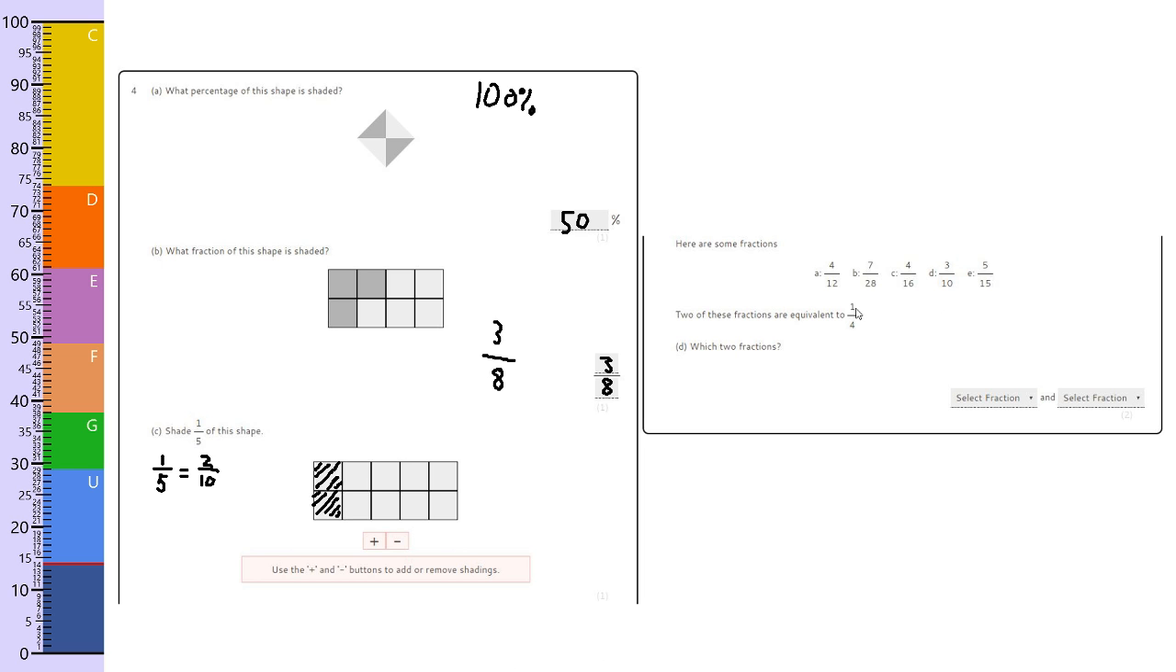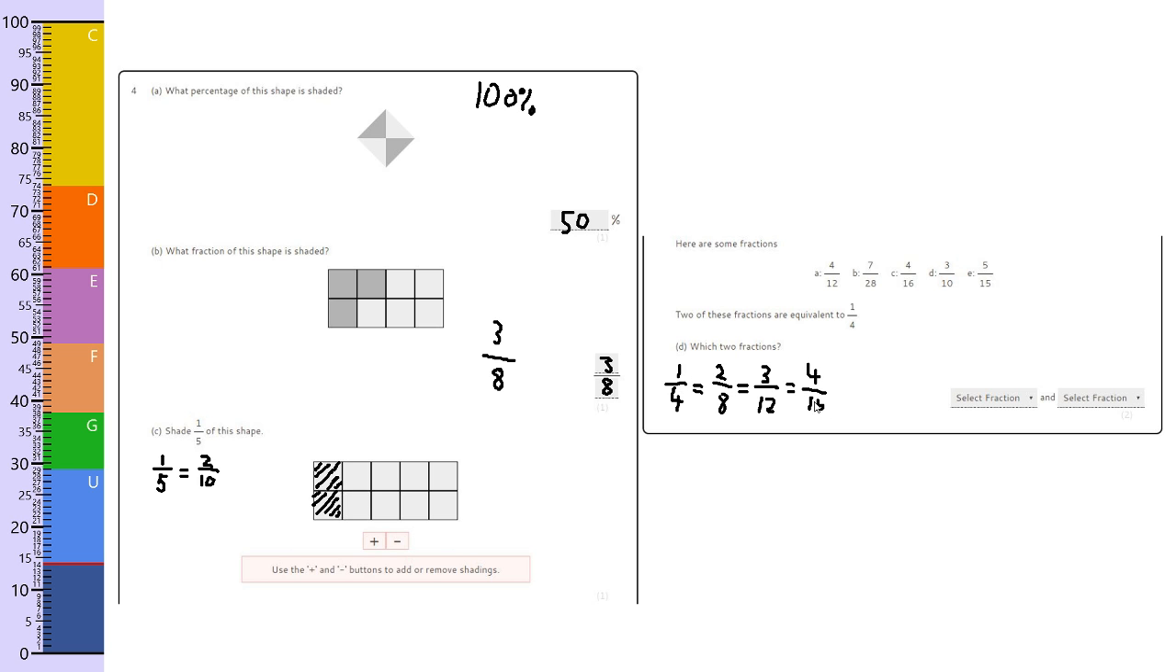Okay, in this last question, write down 2 fractions that are equivalent to a quarter. What might help me here is if I do a quarter and then just write down some equivalent fractions. So I'm going to times top and bottom by 2. I'm going to times top and bottom here by 3. I'm going to times top and bottom here by 4.